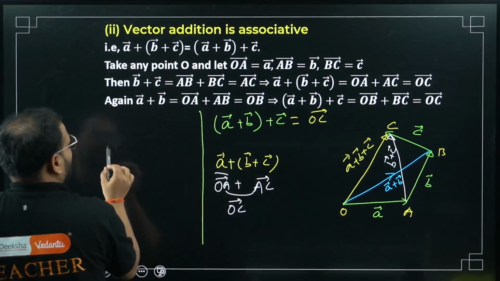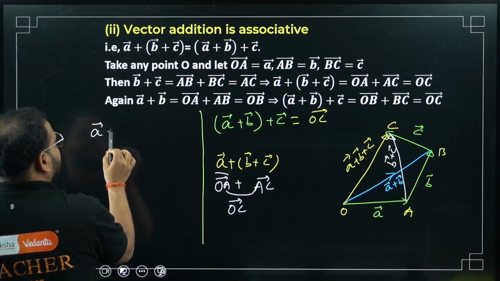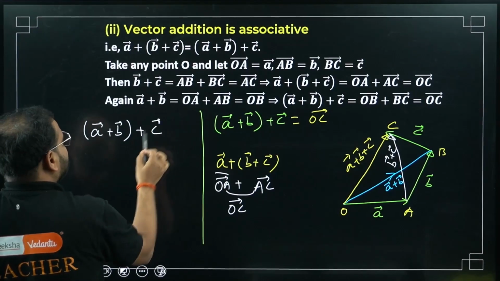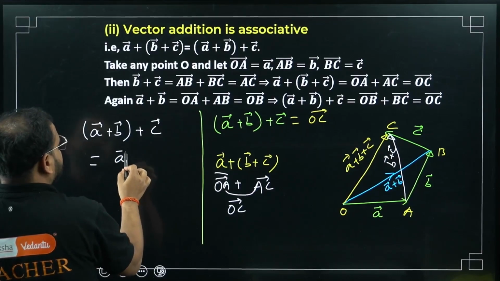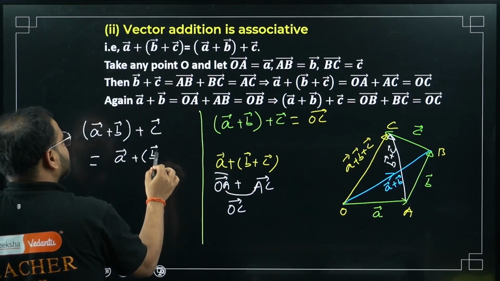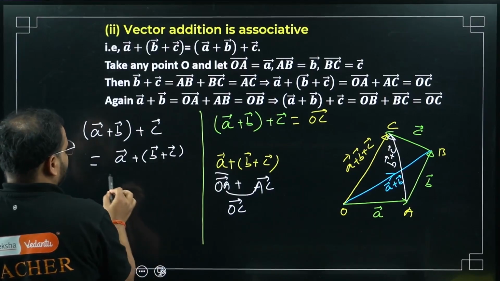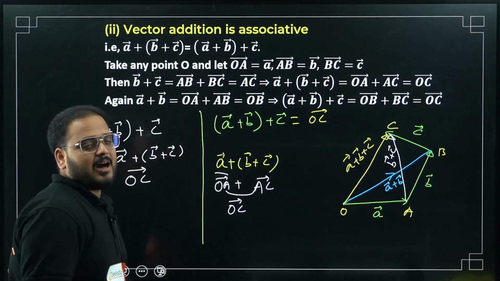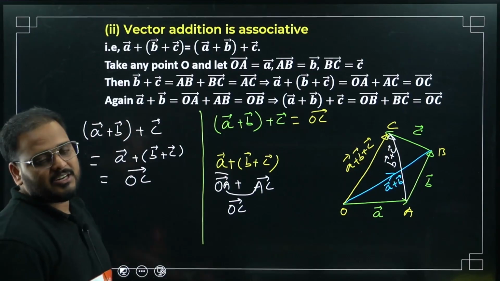Sir, you are saying the same thing over and over again. Is it? Please check. Whether you add these two first and then with C, or you add the other two first and then with A, the result is the same, which is OC. This is the associative property of addition.